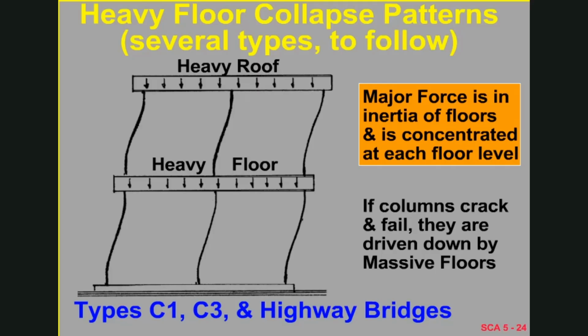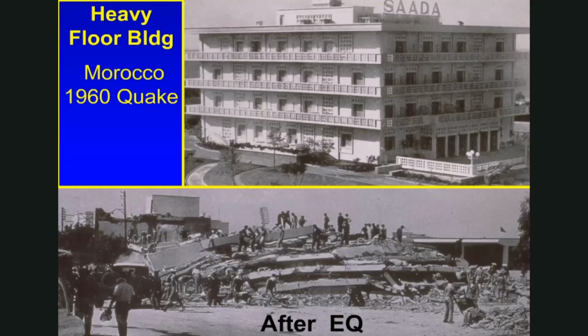We'll see that, and we'll see also some other kinds of things that can happen to these kinds of buildings. So this is the before and after of a pancake collapse. In this case, survivability is possible.